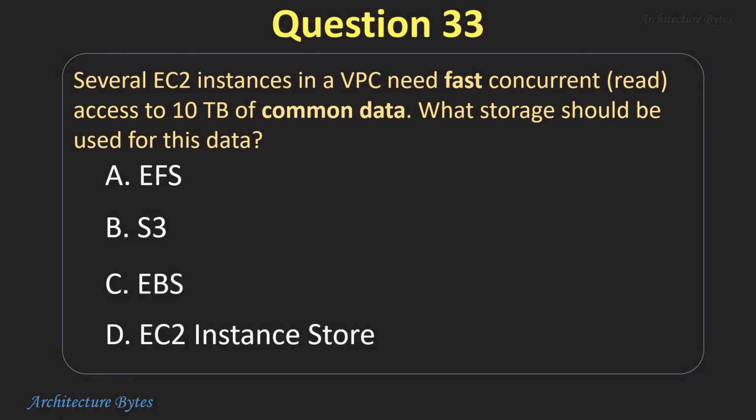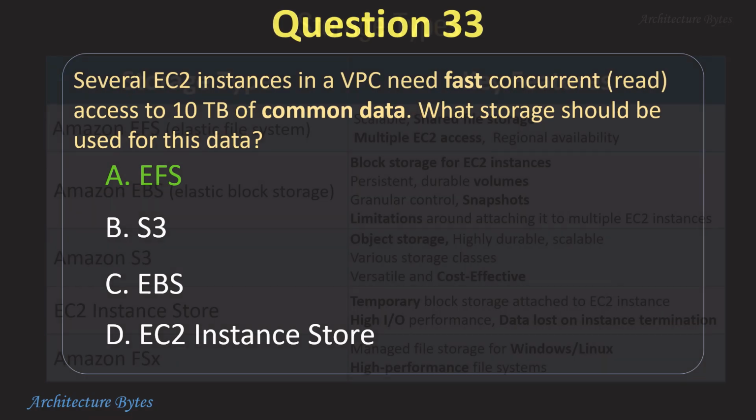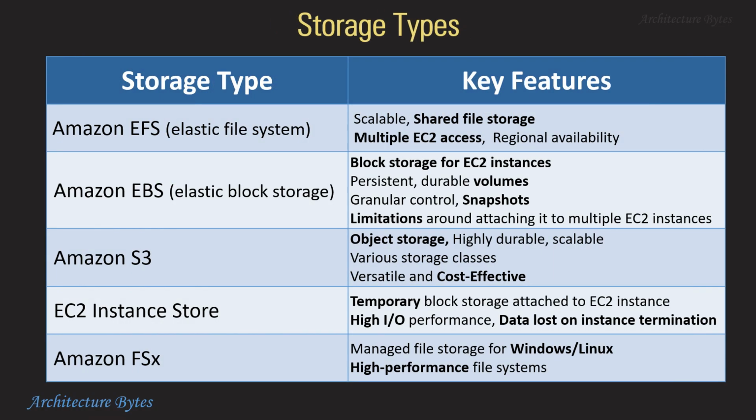Several EC2 instances in a VPC need fast concurrent access to 10 terabytes of common data. What storage should be used for this data? Let's look at various storage types. Amazon EFS or Elastic File System is a scalable shared file storage which can be accessed by multiple EC2 instances.